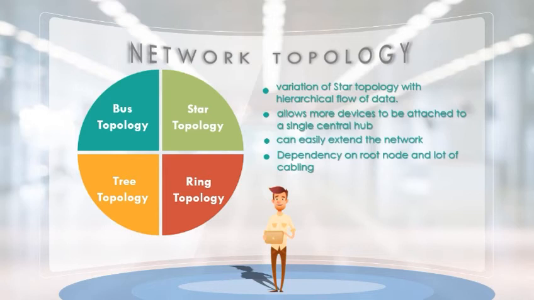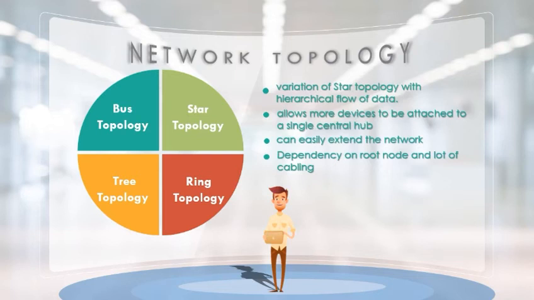Then the disadvantages are dependency on the root node and a lot of cabling required. Dependency on the root node means it depends on the root node or central node. If the root device fails, then the entire system will fail. And for tree topology, a lot of cabling is required, which means a large amount of money is required to facilitate this type of topology.